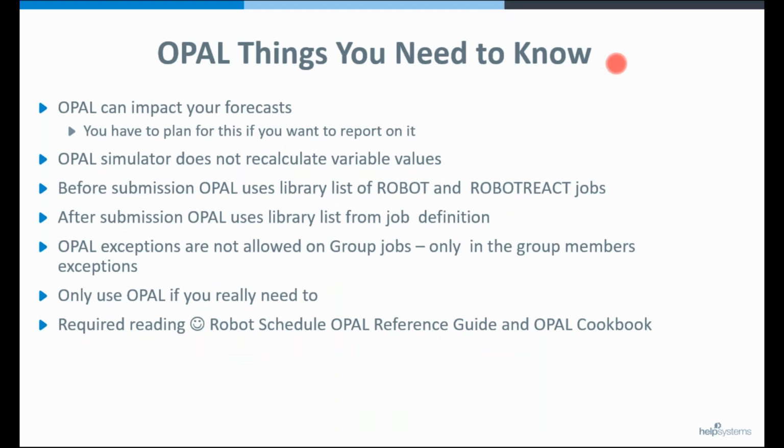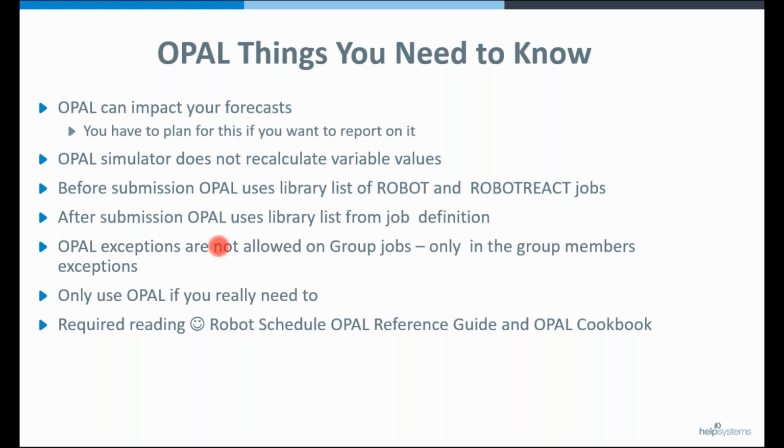Okay, a couple things you should know. We do look at Opal in terms of our forecasting. So if you're using that for SAM or otherwise, something you want to think about. We also have something called an Opal simulator, so you can actually run the Opal in advance to see if it works, or to see what would happen right now if I tried to run this robot job. There are 2 types of Opal. You can run an Opal before your robot job runs or after. Keep in mind that Opal uses the library list that's part of your robot and robot React job. So make sure that your library lists are set up properly.